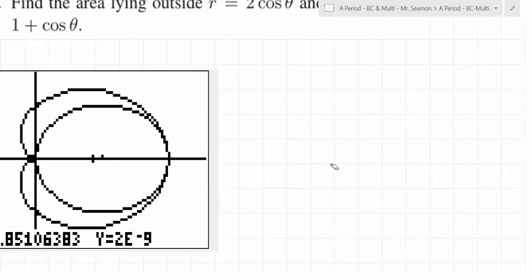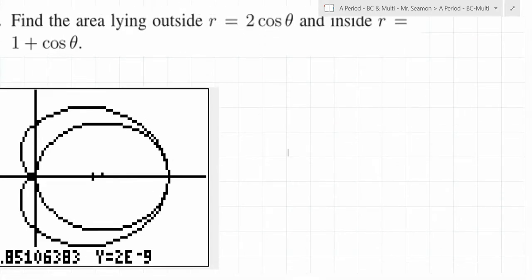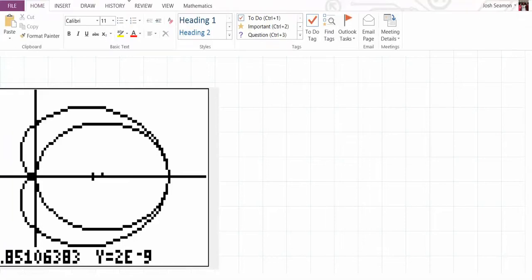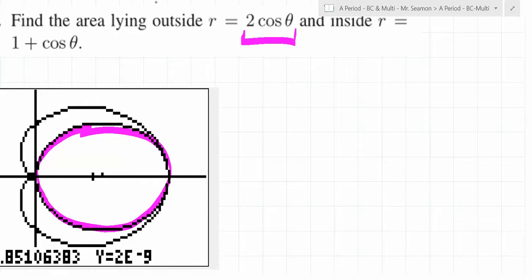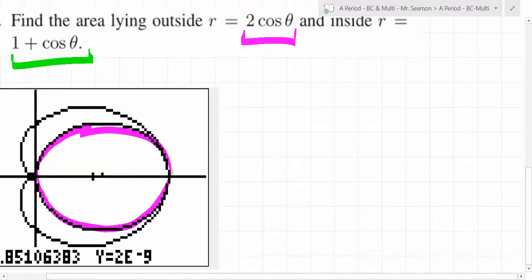So first of all, which one of these is 2 cosine theta? The one on the inside. Exactly. So that's this one, and I'll do a nice shading here. This right here is this one right here. And inside 1 plus cosine theta, so that's going to be the other one. 1 plus cosine theta. So it's this one right here.